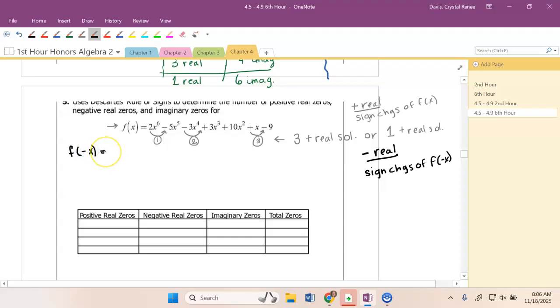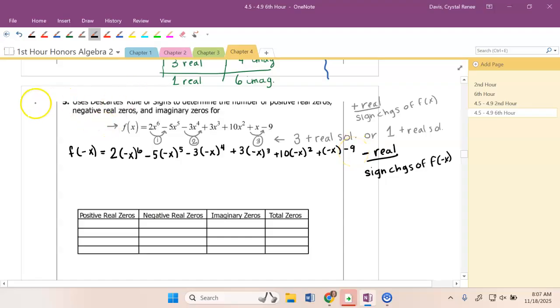Now remember, all that means is we plug negative x in for x. So we're going to take this here and instead of an x, we're going to plug in negative x everywhere. So minus 5, negative x to the 5th, minus 3, negative x to the 4th, plus 3, negative x to the 3rd, plus 10 negative x squared plus negative x minus 9.